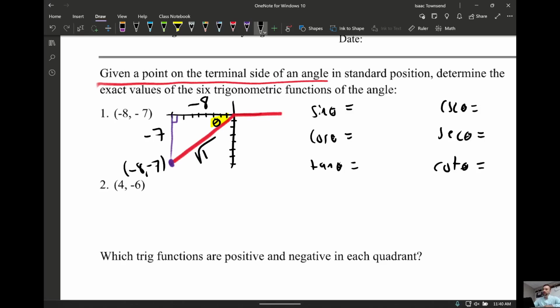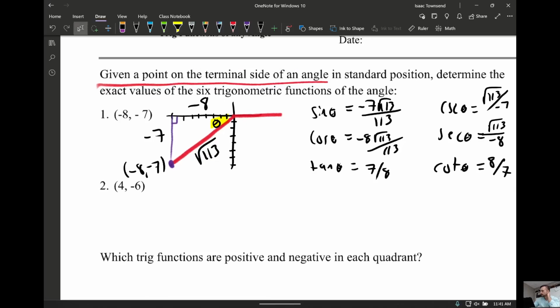Pythagorean theorem can get you this side. SOHCAHTOA, opposite over hypotenuse and rationalize. Cosine, adjacent over hypotenuse and rationalize. Tangent, opposite over adjacent. And I'm going over that part quickly, but again, you guys have done this part before. I'm not showing the rationalizing step, but I am rationalizing. That's still expected.